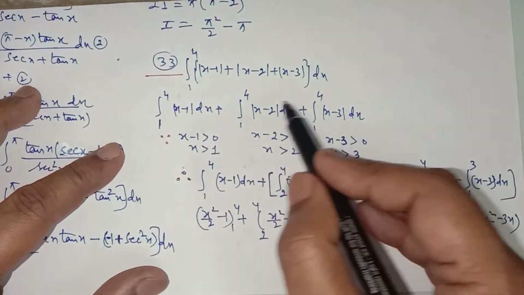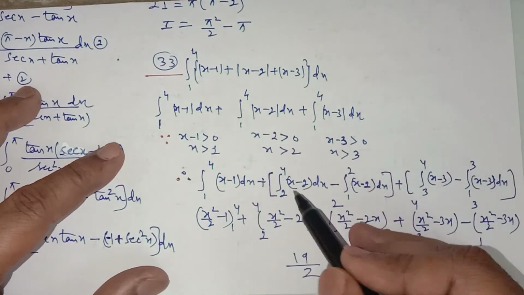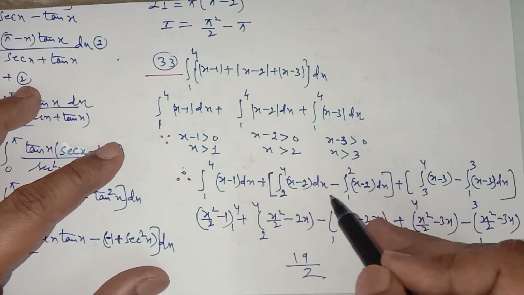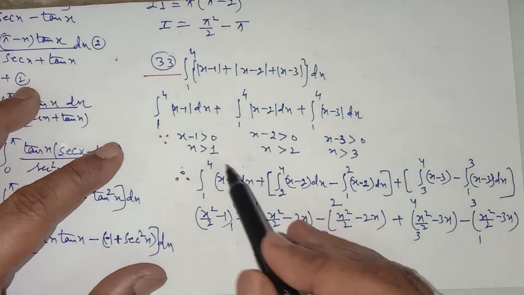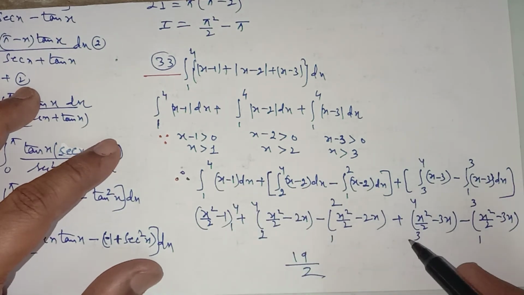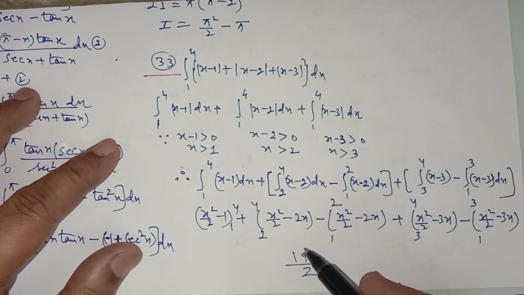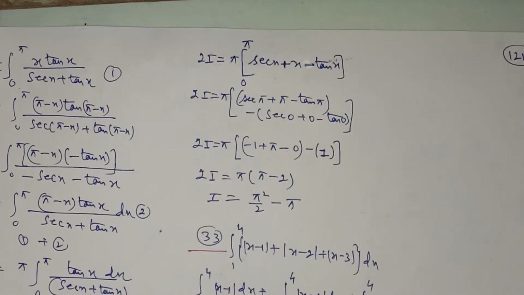I have broken this integral into 3 parts and done this question individually, and this we have done in the last exercise. You have to find in which interval it is positive and in which interval it is negative. So integrate it individually, find the upper limit and lower limit, simplify, and you'll get 19 upon 2. So this is question number 33.